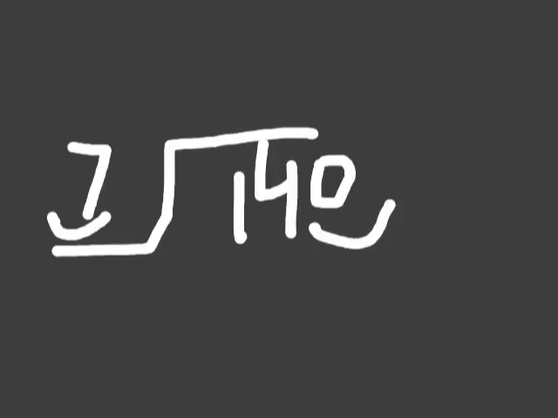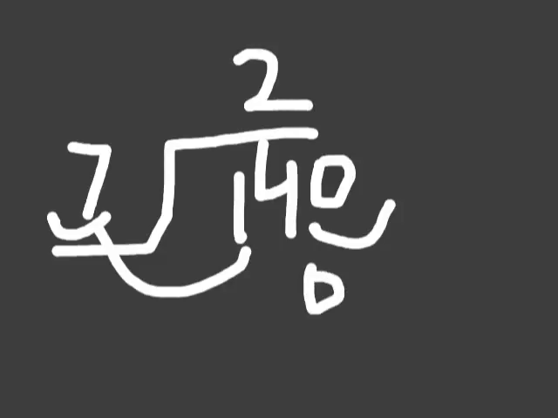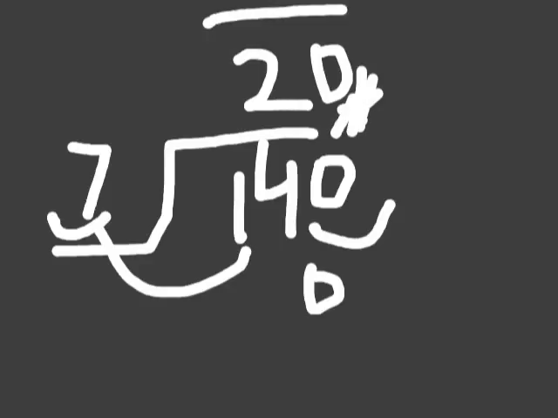So you'd have now 140 divided by 7. 7 goes into 14 twice. So now you're left with another 0. So it equals 20. Do not carry the decimal over. The answer is 20. So the solution set would be 20.